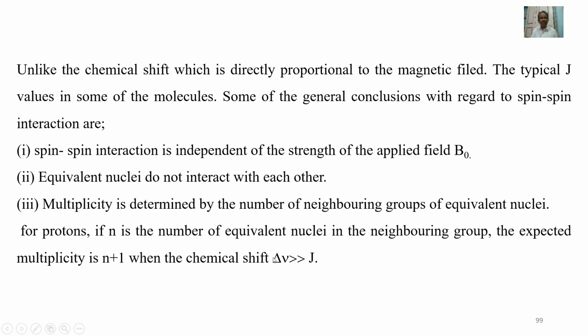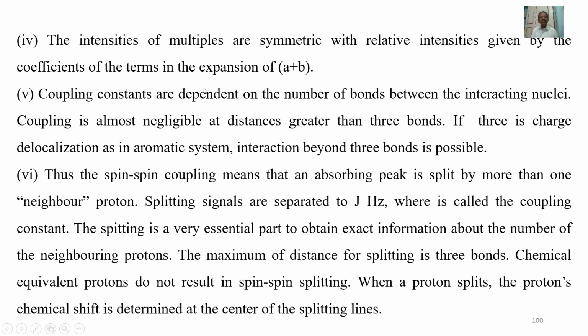This holds when the chemical shift difference Δν is very large compared to the coupling constant J. The intensities of multiplets are symmetric, with relative intensities given by the coefficients of the terms in the expansion of (a plus b) to the power n. Coupling constants are dependent on the number of bonds between the interacting nuclei. Coupling is almost negligible at distances greater than 3 bonds. If there is charge delocalization, as in aromatic systems, interaction beyond 3 bonds is possible.